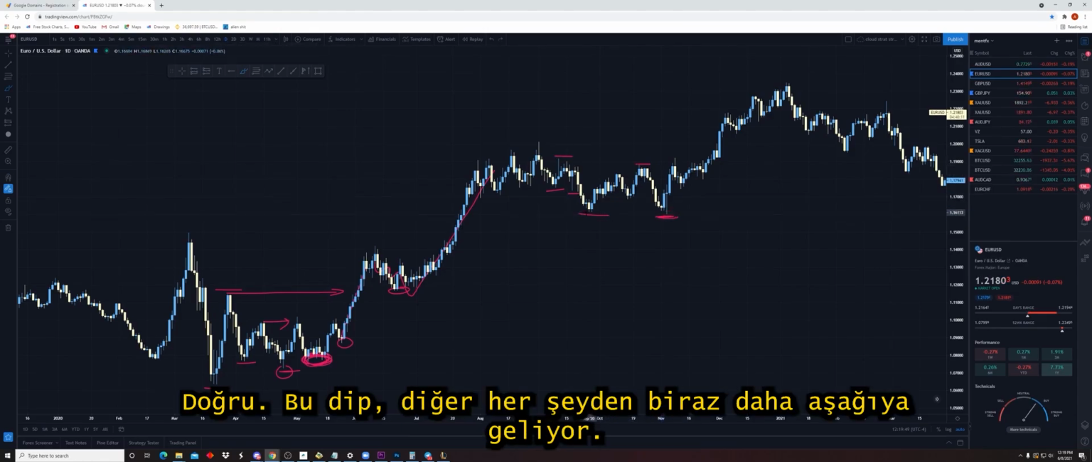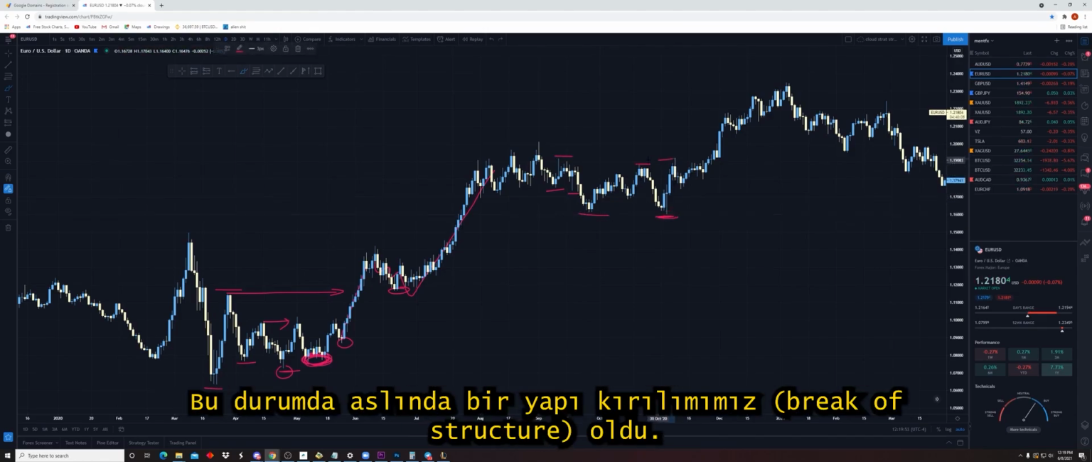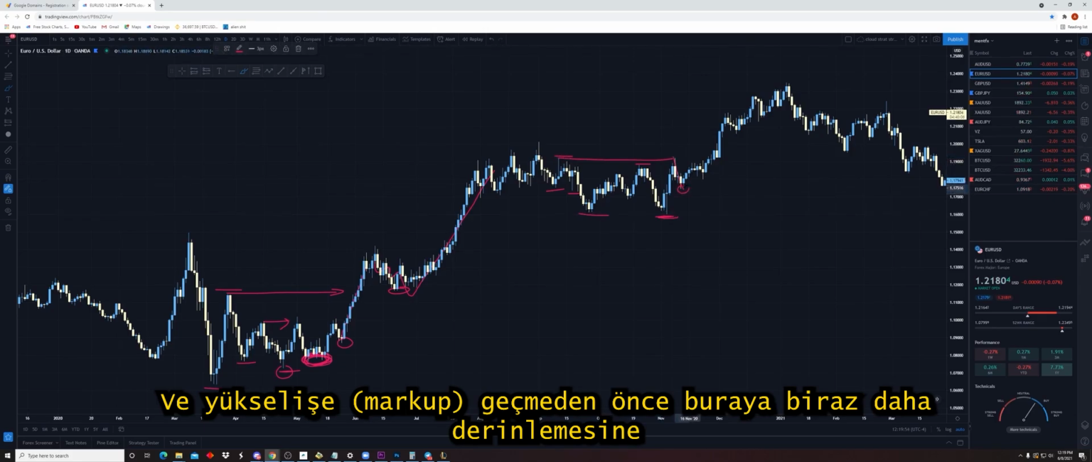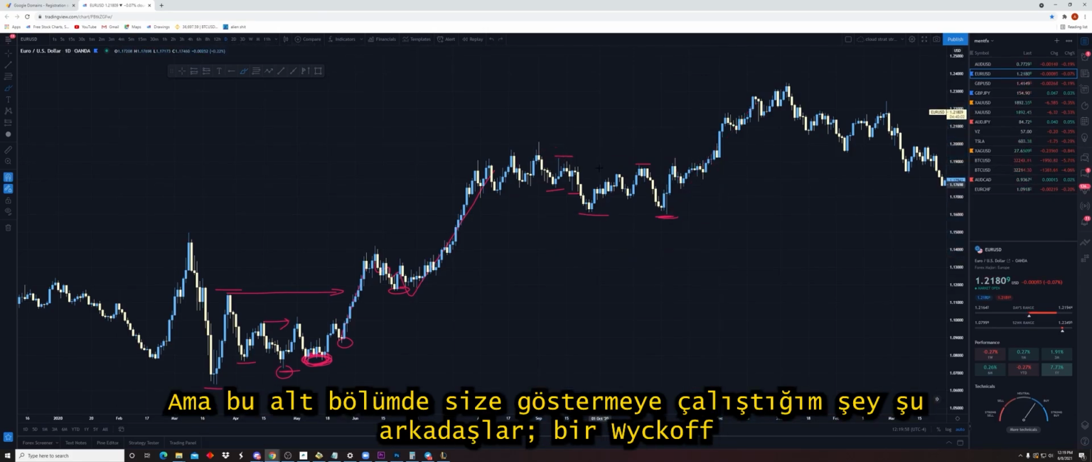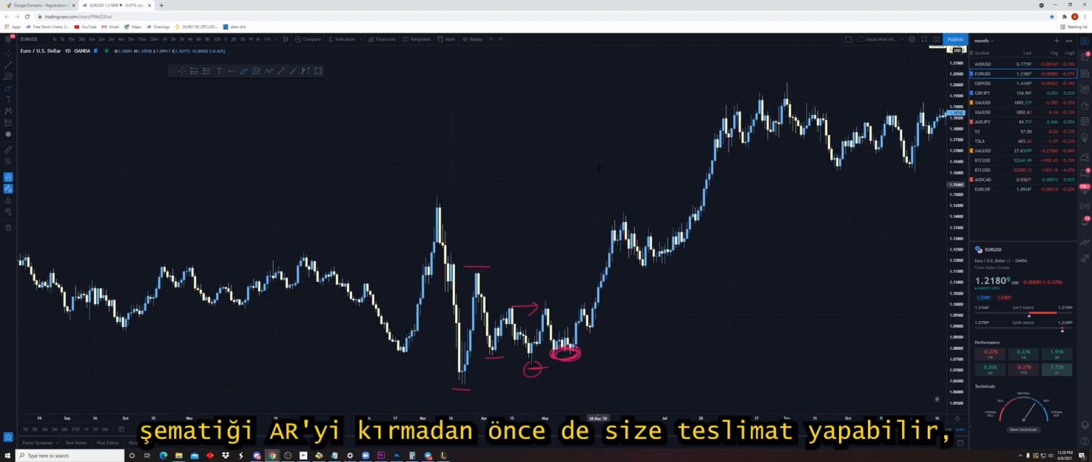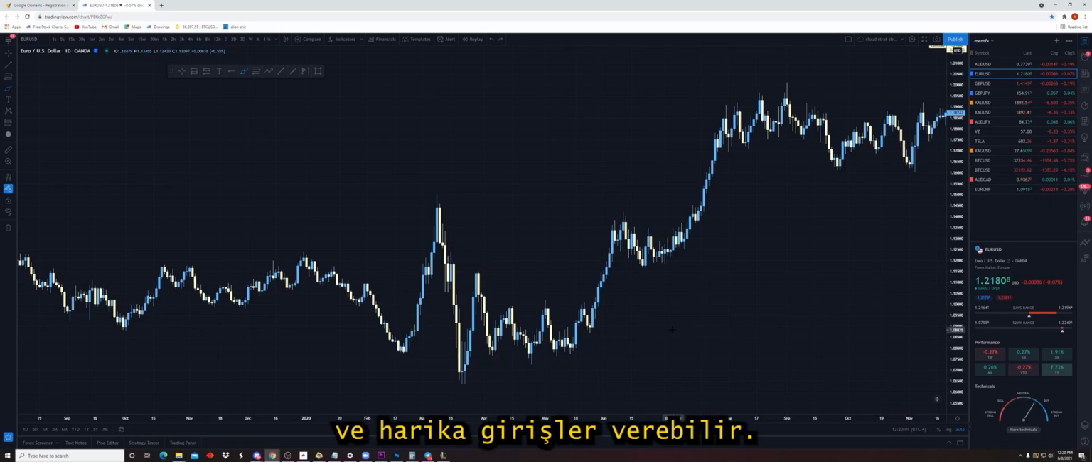Spring, right? This low comes a little bit lower than everything else. In this case, we actually had a break of structure, and it did come back a little bit deeper into here before marking up. So in this case, I guess it did work. But what I'm trying to show you guys in this subsection is that a Wyckoff schematic can also deliver to you and give you great entries before it breaks the AR.